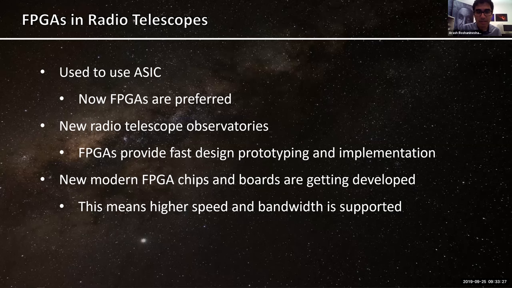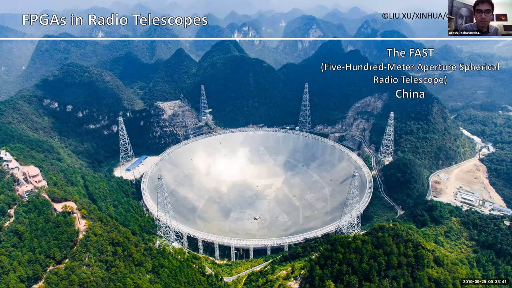I have brought some examples of different radio telescope sites that use FPGAs extensively in their backend, digital backend. For example, this is the FAST radio telescope in China. They are using Casper and Xilinx FPGAs in their backend.